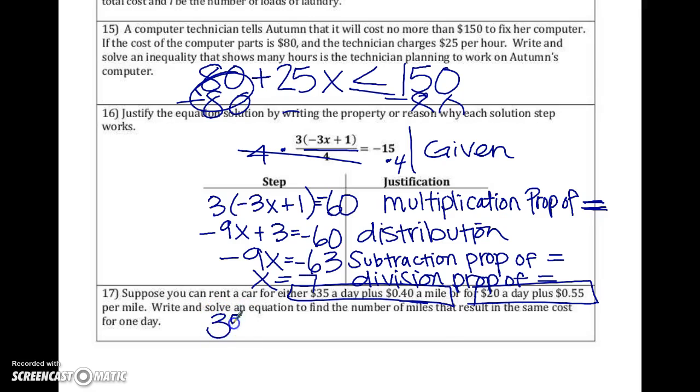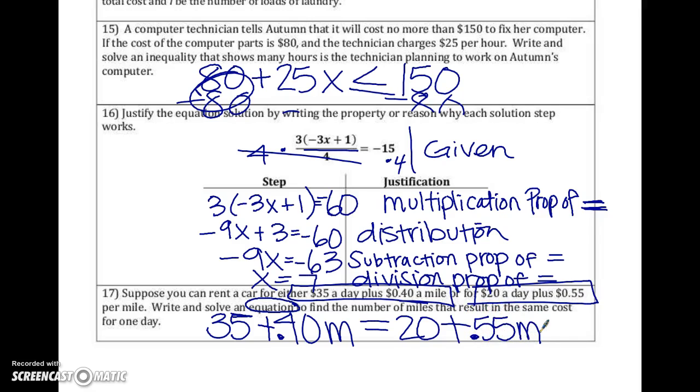So if it's 35 for the day, I pay that once for the day, plus 40 cents every single mile. 1 mile 40, another mile 40, 40, 40. So I have to have a variable. I'm going to call it m because it's miles. And I need it to equal that. It does say we're writing an equation, so our 20 a day plus 55 cents every mile. And now from here, we want to know the answer.